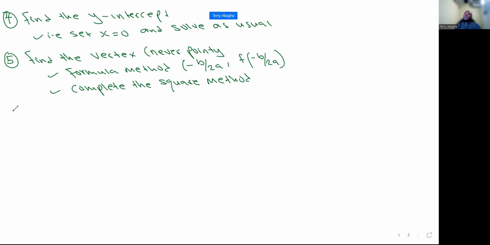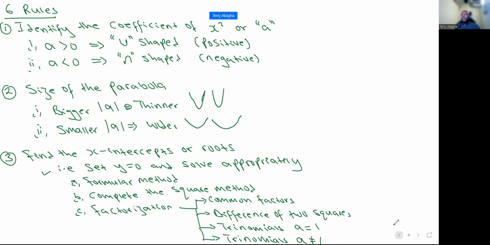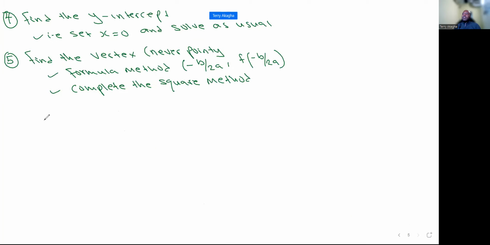Then when you're done with all this, you've identified the shape, the size. So this helped you with the shape. You found the shape, you found the size, you found the x-intercept, the y-intercept, the vertex, and number 6 now, you can now what? Sketch the graph.